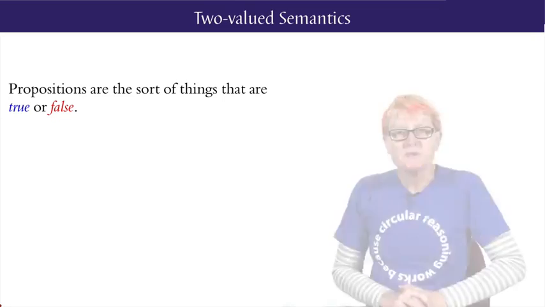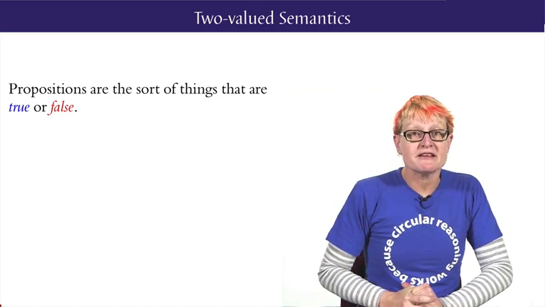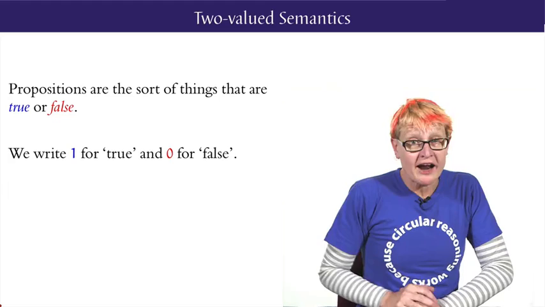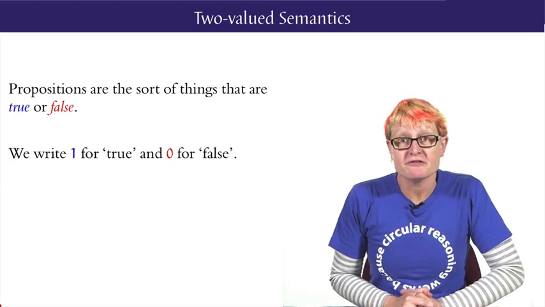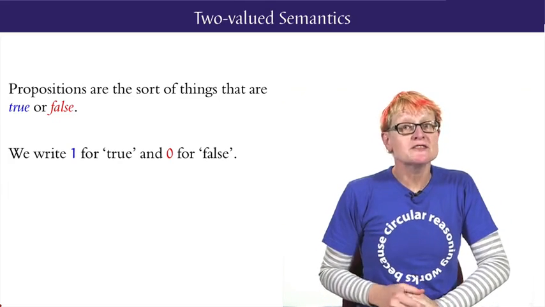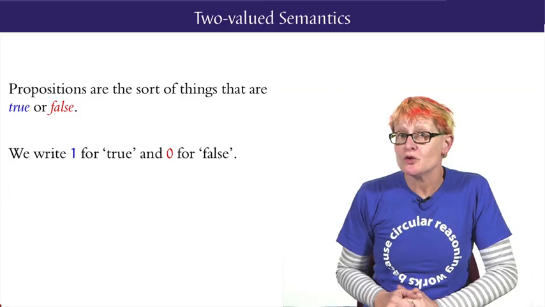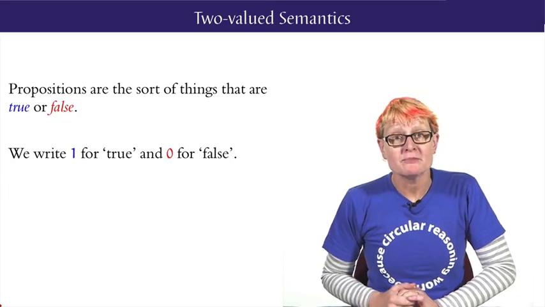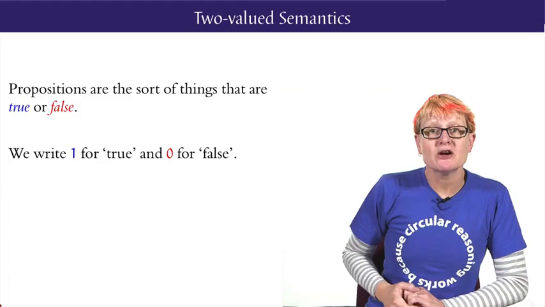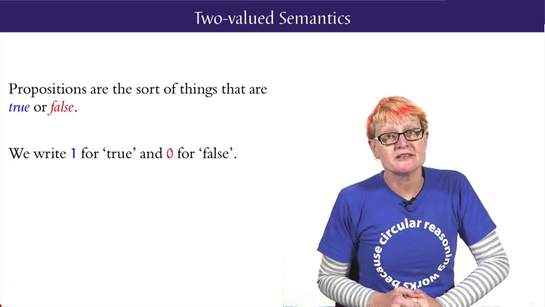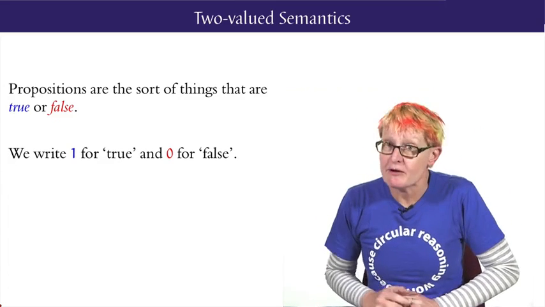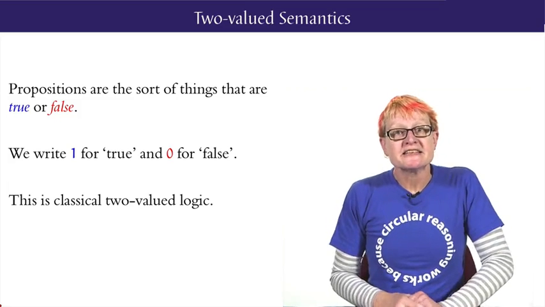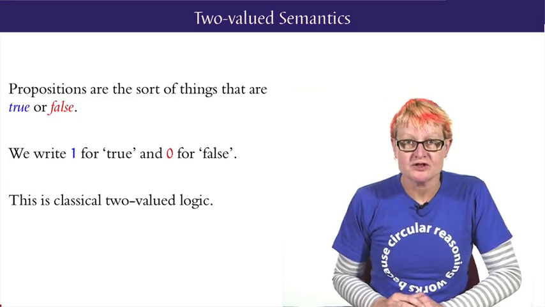Okay, so propositions are the sort of things that are either true or false. We'll write 1 for true and 0 for false. Any two distinct symbols would in fact do. T and F are quite common. We'll use 0 and 1 because they are common and because they are also standardly used in digital electronics, one of our application areas. This gives us classical two-valued logic.